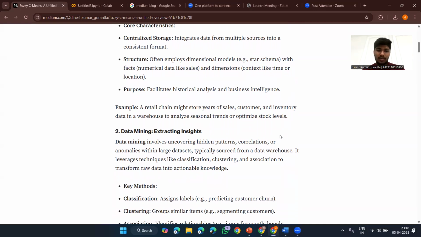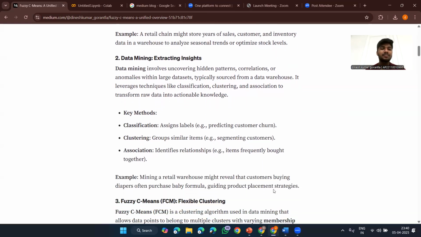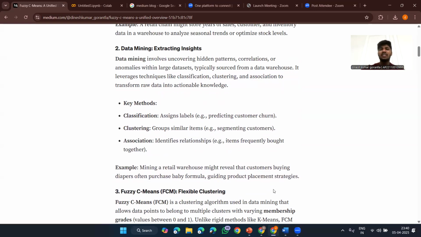And now we will go into data mining. Extracting insights: data mining involves uncovering hidden patterns, correlations, or anomalies within large data sets typically sourced from a data warehouse. It leverages techniques like classification, clustering, and association to transform raw data into actionable knowledge. Key methods: classification assigns labels, clustering groups similar items for customer segmentation, association identifies relationships. Example: items frequently bought together.